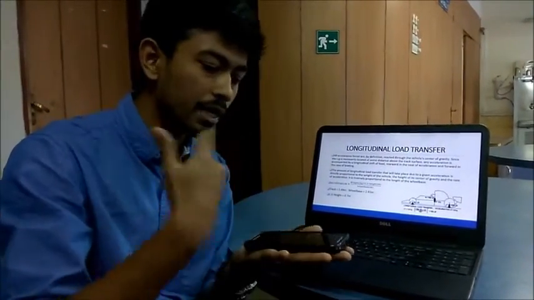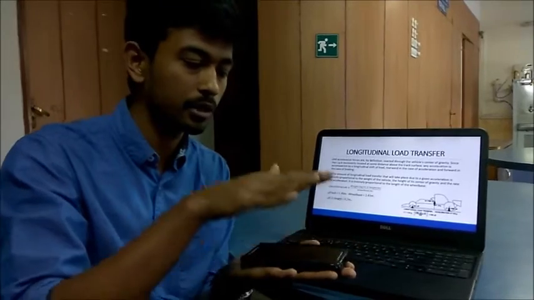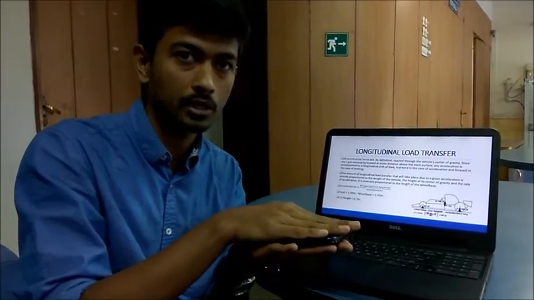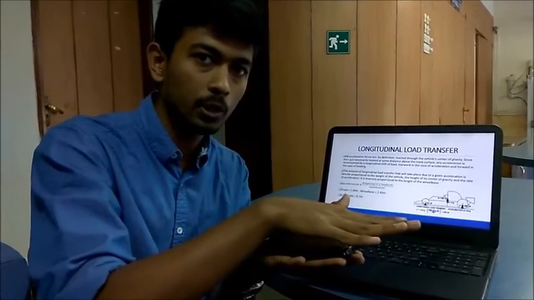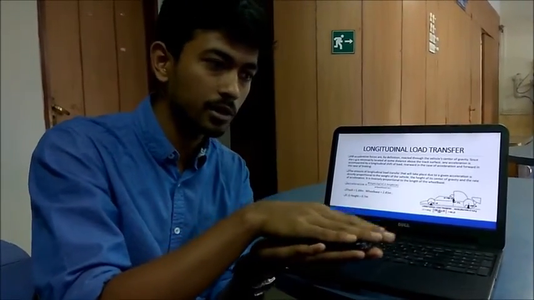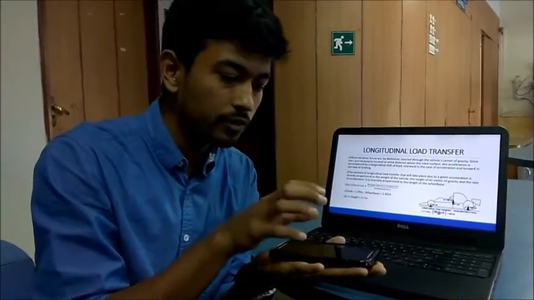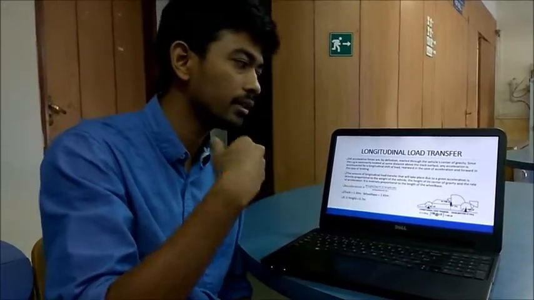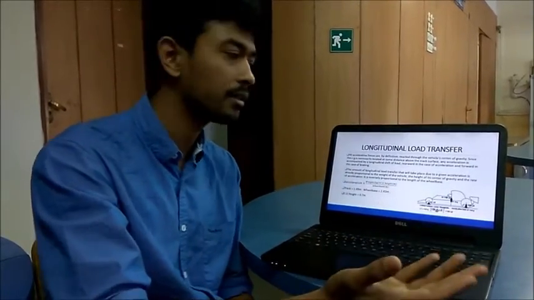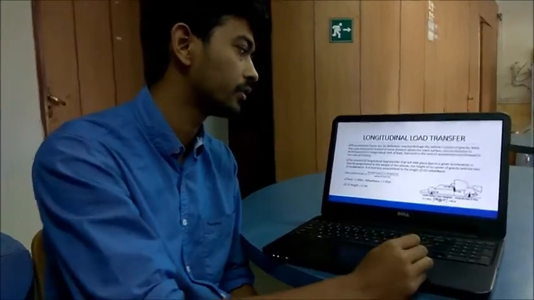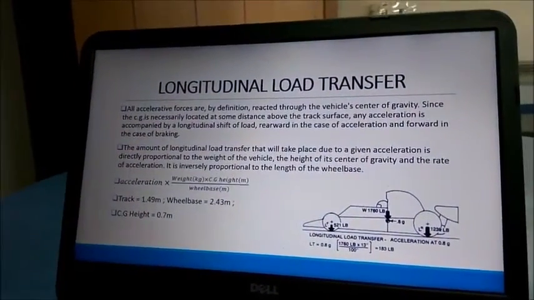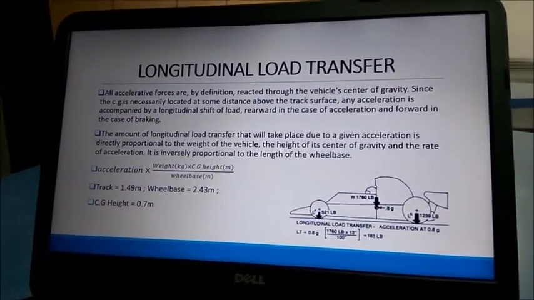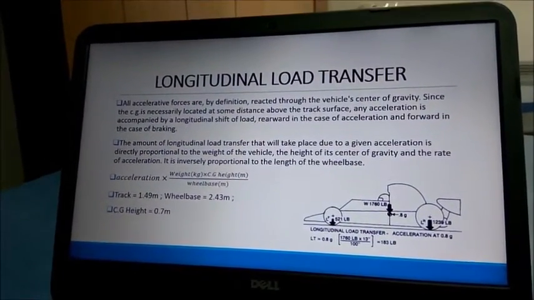And the exact opposite happens during braking. So suppose the car is at 20 km per hour initially. When it is braking, it should have remained at 20 km per hour, but what happens is it comes to a stop, which means that the weight of the vehicle shifts forward. So there is a forward weight transfer during braking and there is a rearward weight transfer during acceleration of the vehicle. And the values can be calculated using this formula, which is acceleration of the vehicle into the weight into the center of gravity divided by the wheelbase.